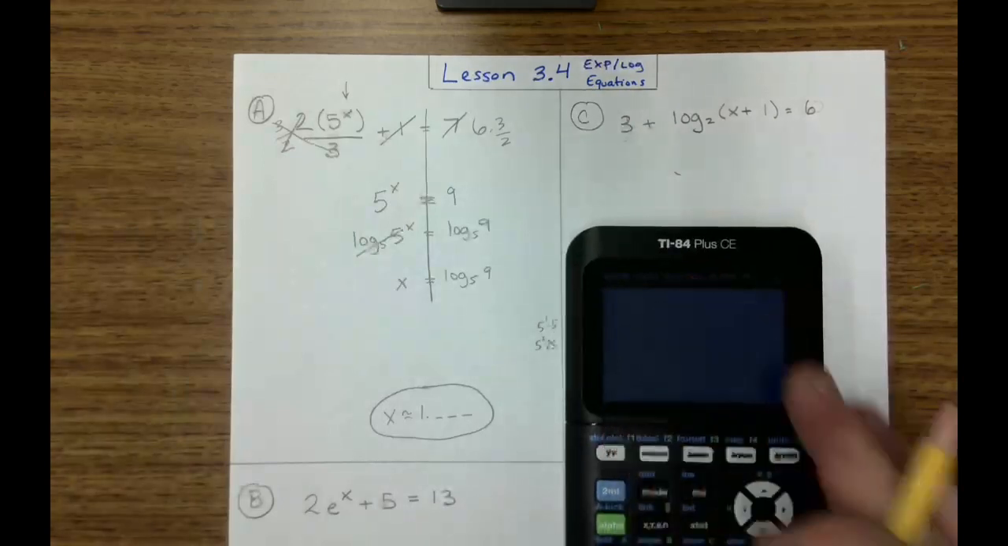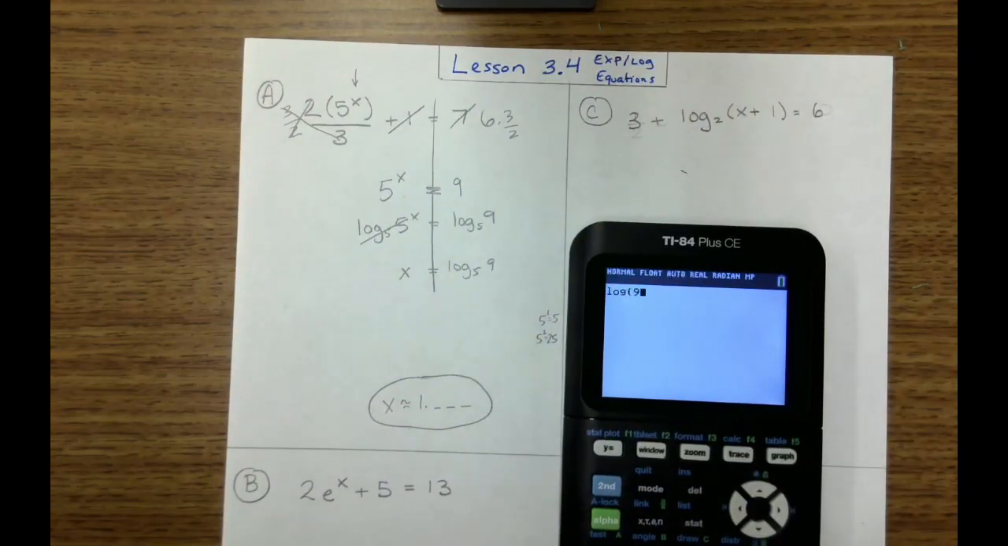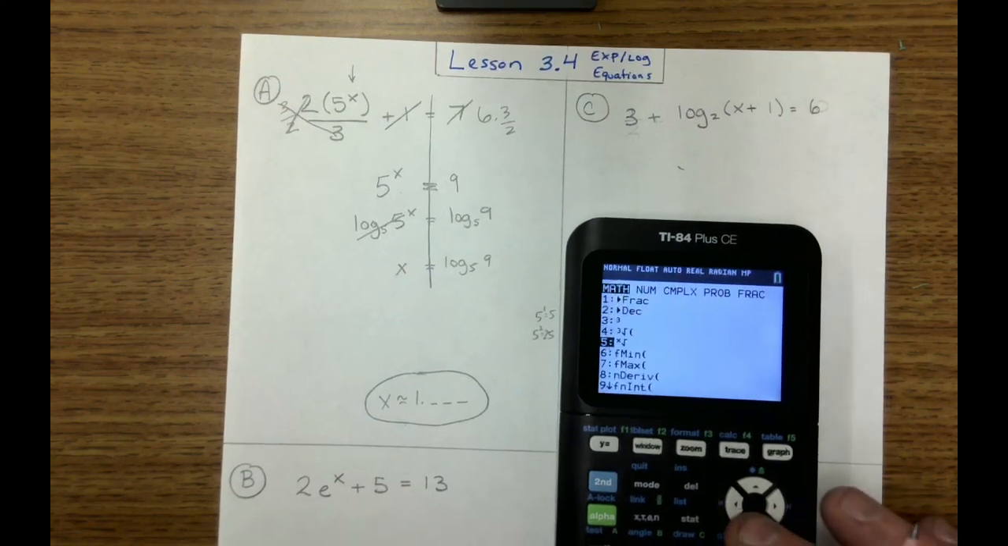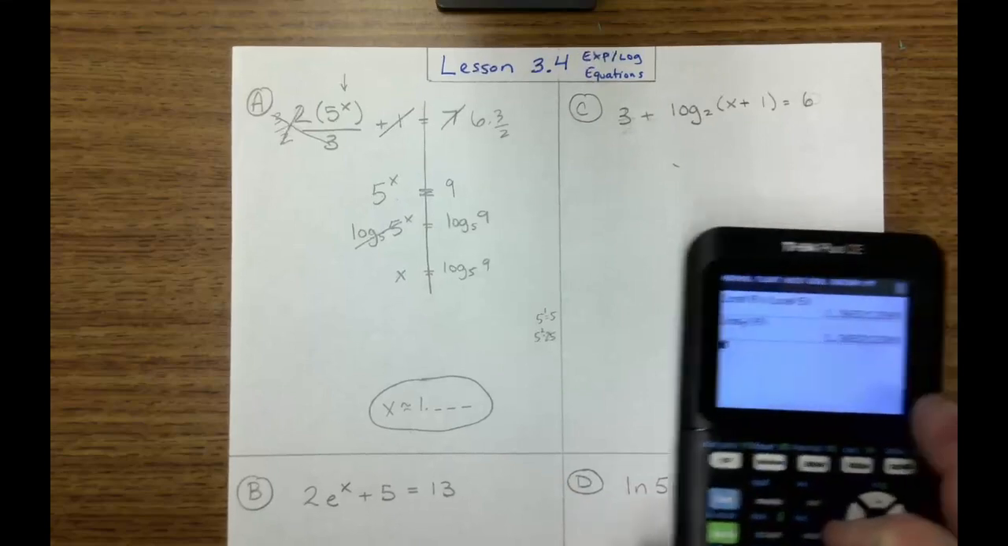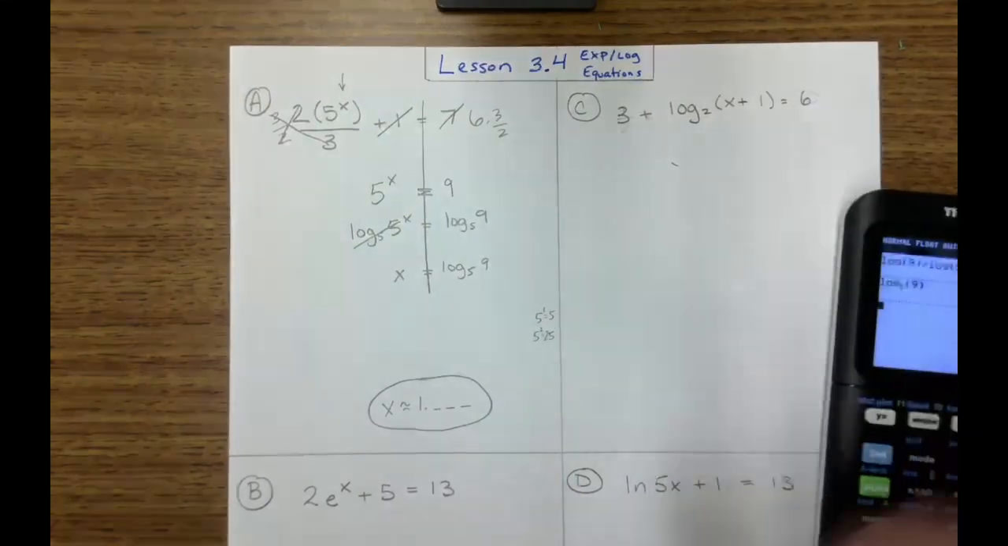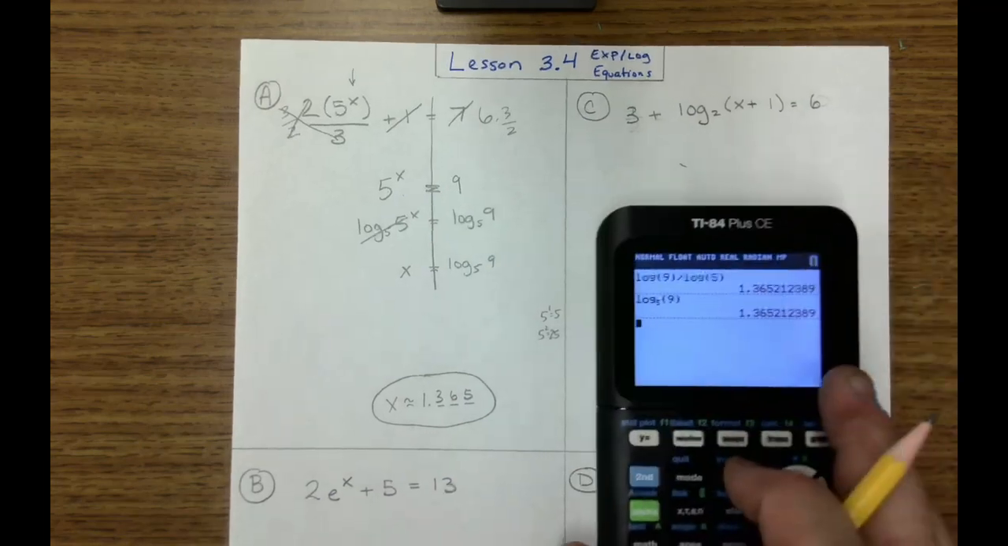And now I have my calculator, and there's two ways to get to that, right? We could do log of 9 divided by log of 5. Or if you know the button on your calculator, it's Math, A, log base 5 of 9, and there's that answer. So my answer is 1.365.